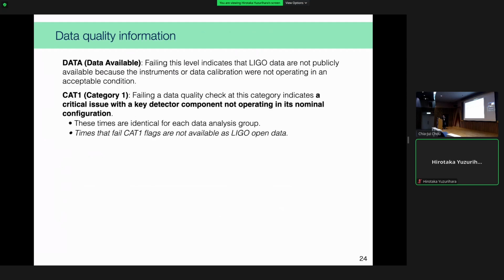And the next category is category one, called CAT1. Failing the data quality check at this category indicates a critical issue with key detector components not operating in their nominal condition. Nominal condition means, for example, that an expert is working on or touching the interferometer, so it should not be called science mode. And these times are identical for each data analysis group.